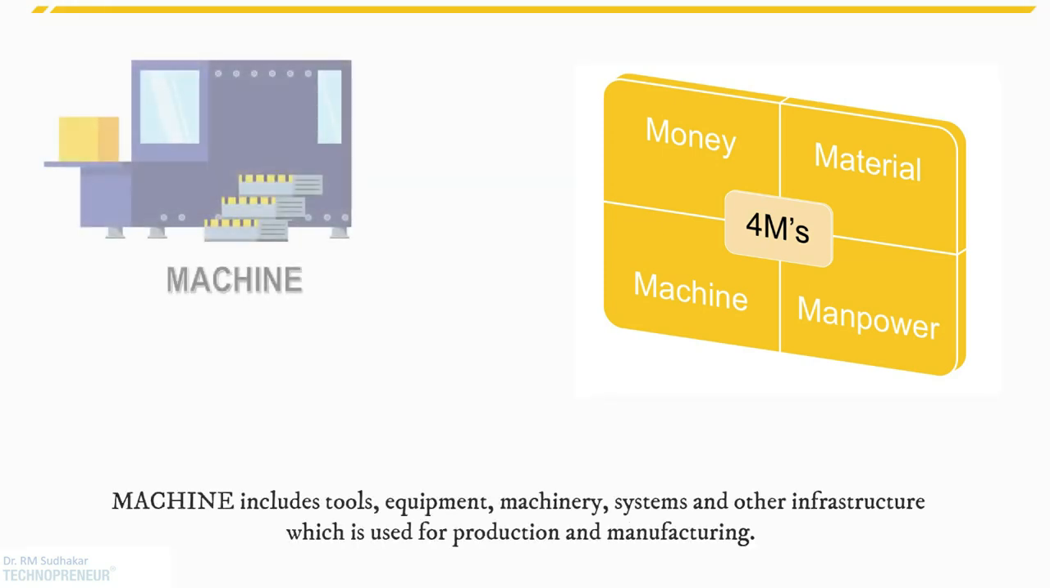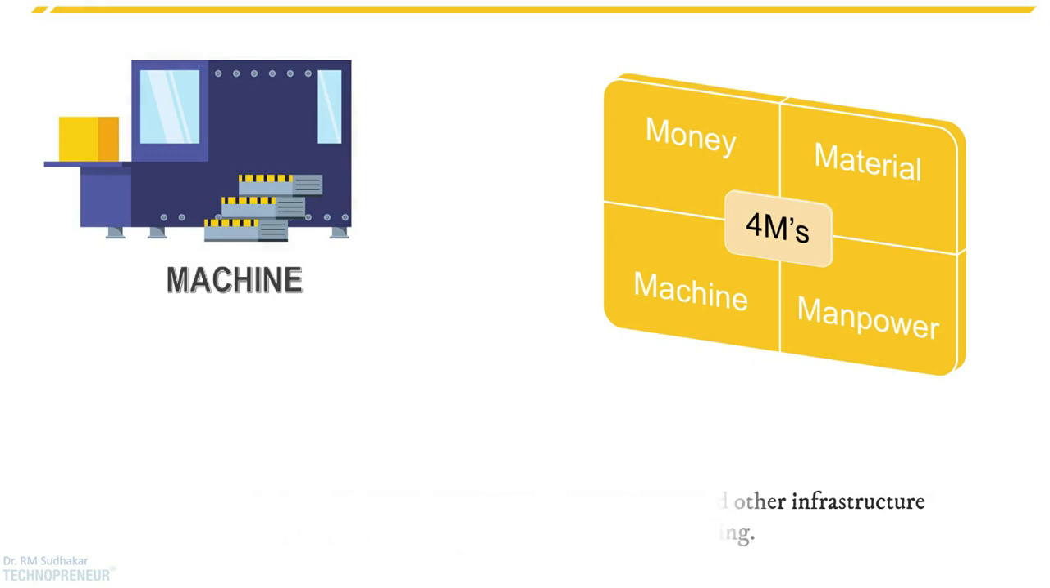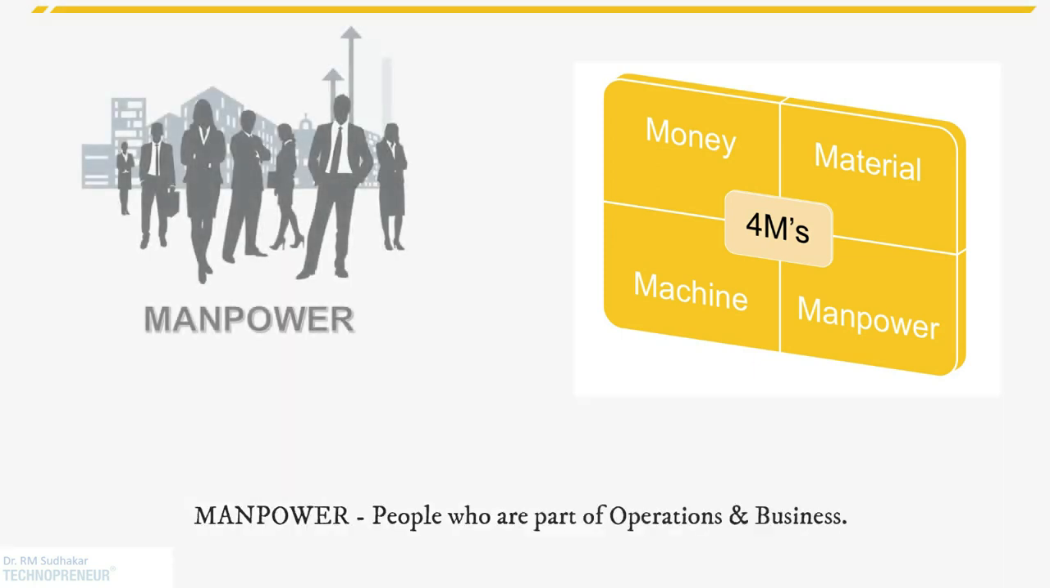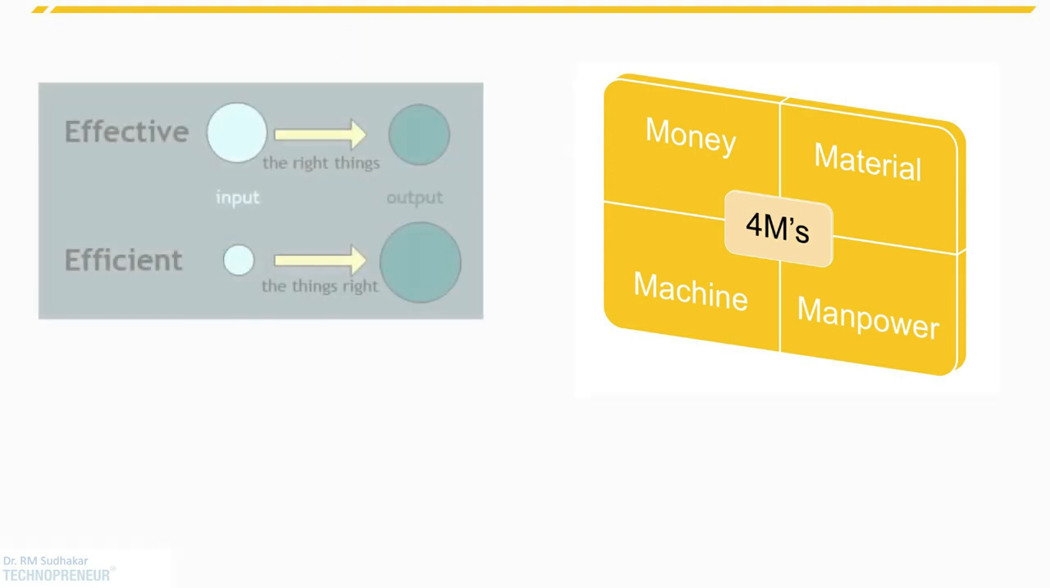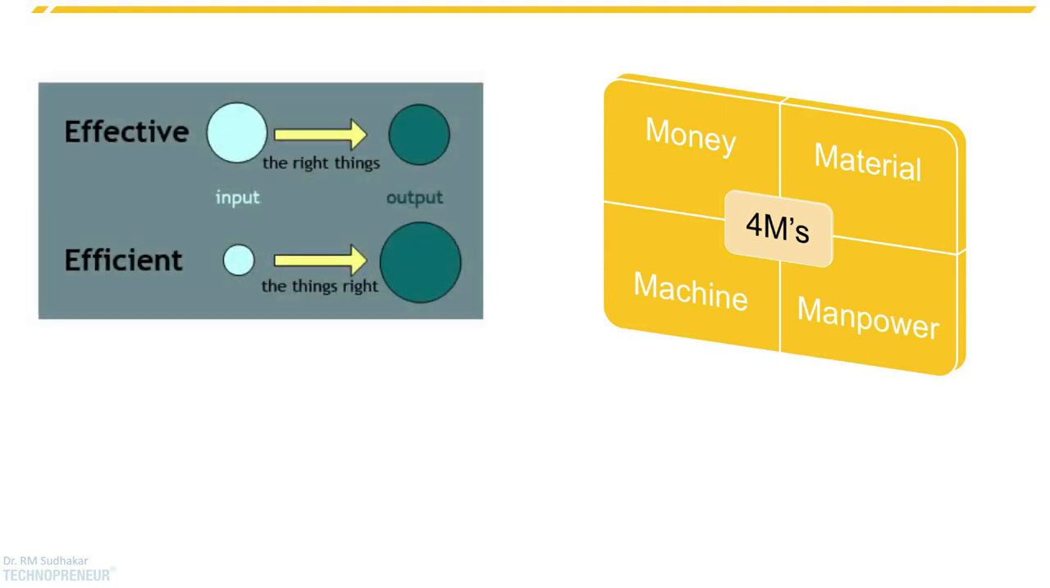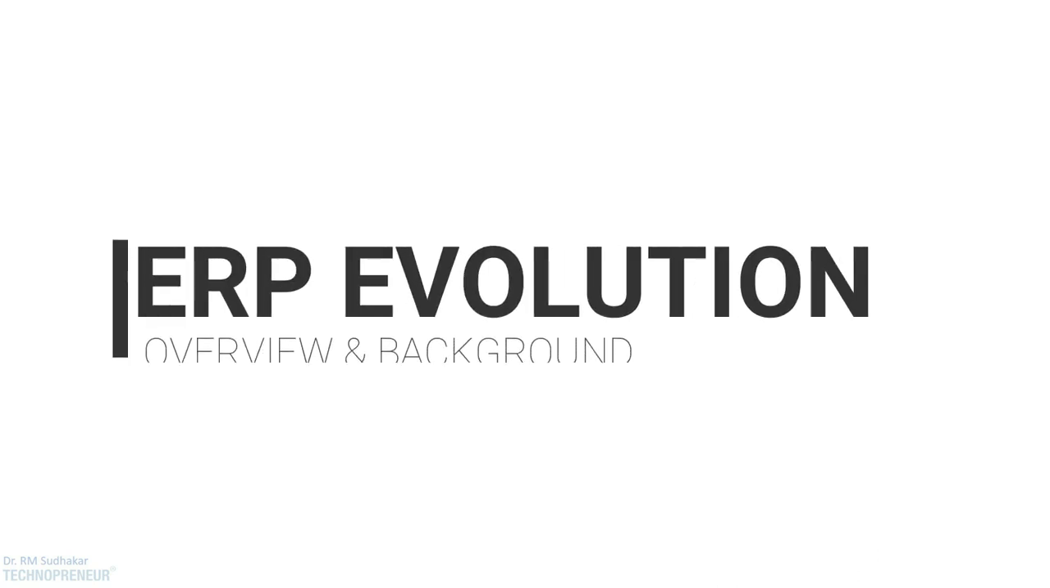Machine includes tools, equipment, machinery, systems and other infrastructure which is used for production and manufacturing. Manpower, that is people who are part of operations and business. These are the key resources which need to be handled effectively and efficiently. To get a better understanding of the ERP system and how it can benefit your business, let me give a quick overview and background of the ERP evolution.